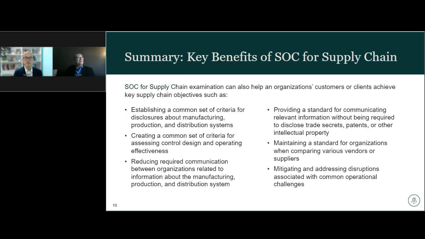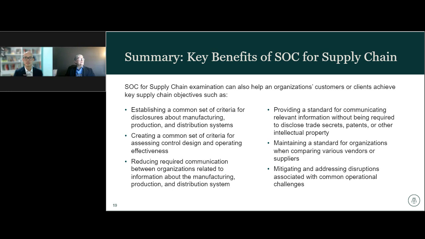So to tie back to Bosco's presentation and also everything that we've talked about this morning, we just want to reiterate what we see as the key benefits for either having a SOC for supply chain gap assessment at the start, and then working your way possibly to the SOC for supply chain examination, having it done for yourself, or does this pique your interest and make you want to ask these questions of your key vendors? You could be looking at it from both perspectives.